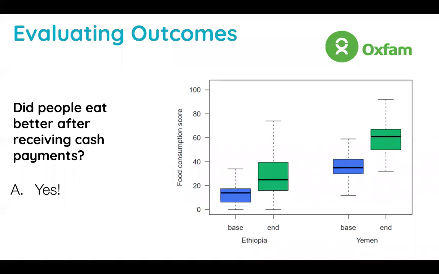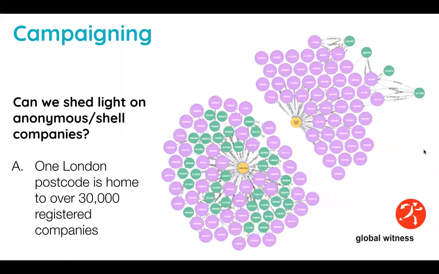You can see these box plots. The mean amount has risen quite drastically between the two, which was really interesting analysis going forward. And Oxfam could see that actually cash was working in this case.